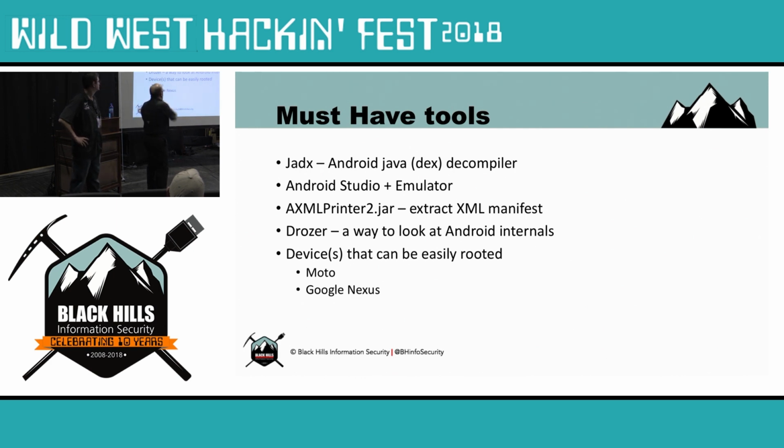You want this little tool, AXML Printer to Jar, which is a Java app to extract an XML manifest that's in binary form in an APK file and turn it back into its text form so that you can then analyze and look at the data inside that manifest file. Okay? We want to have Drozer, which is a way to look at Android internals. Drozer is sort of like a Metasploit equivalent for Android. Not quite, it's got some different features, but it's a command line tool that you can use with your Android systems, be they emulator or hardware devices, while you're analyzing apps.